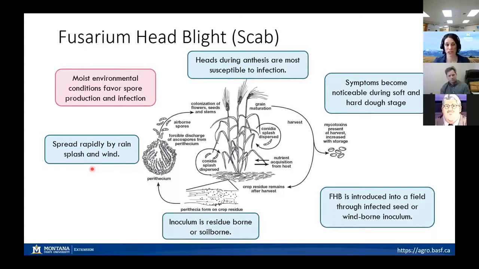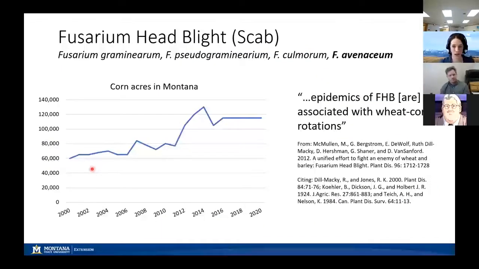So that makes it really tricky to manage this disease because it requires a lot of careful observation and anticipation. So I'm putting here this graph of corn acres in Montana over the past 20 years. Because corn is often referenced as a potent source that promotes Fusarium, the Fusarium head blight pathogen, because it is a good host for this pathogen.